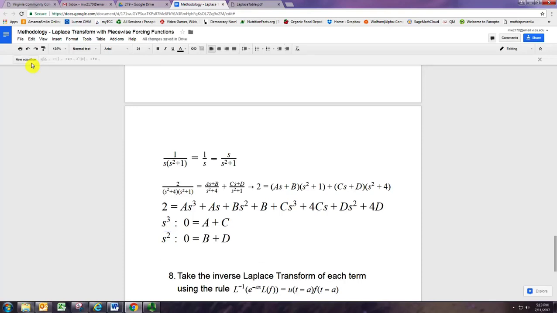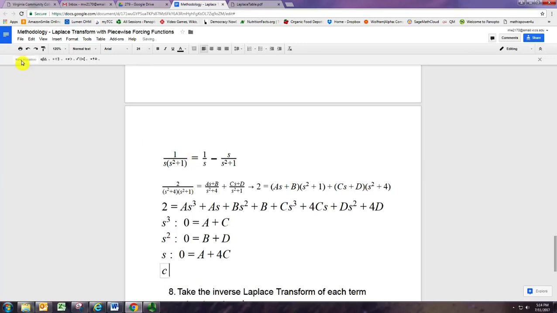If we just look at the s terms, we've got A plus 4C. Again, that's equal to 0. There's nothing on the left. And if we just look at the constants, we've got a 2 equal to B plus 4D. And what this gives you is systems of equations for A and C and for B and D. You can kind of shuffle the order on these.